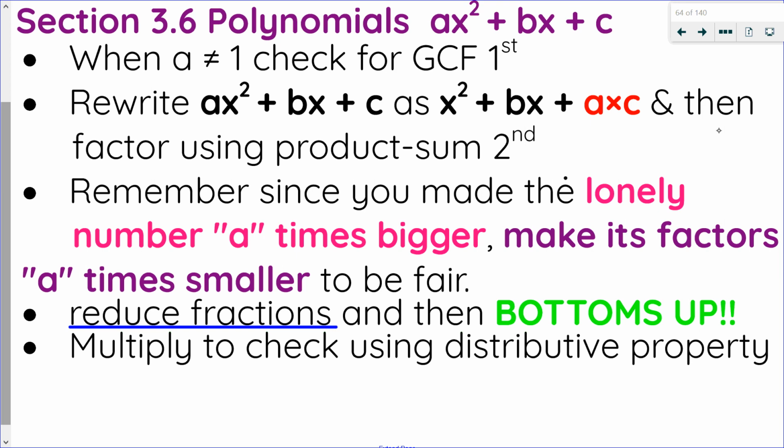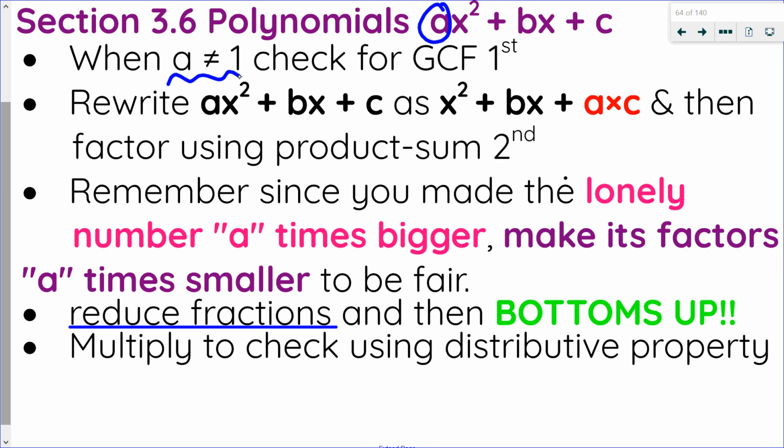We've covered so far in our factoring videos how to factor using product sum. We've also looked at how to factor with greatest common factor. So in this video, we're going to look at bottoms up. So when do we use bottoms up? Well, anytime x squared in the polynomial has a number in front of it that isn't 1. So when a isn't 1.